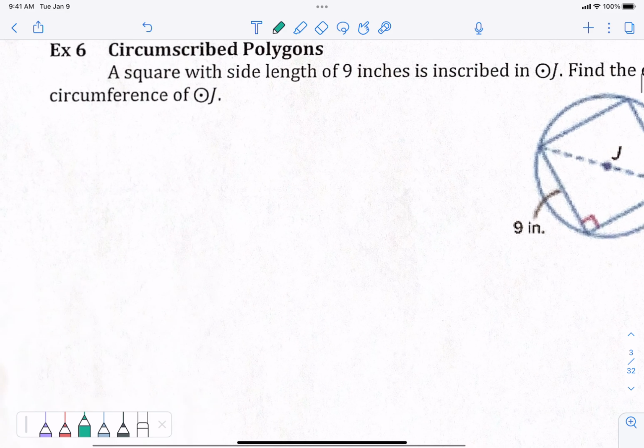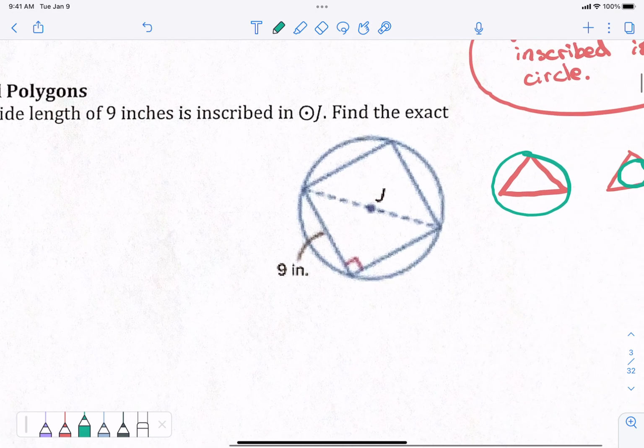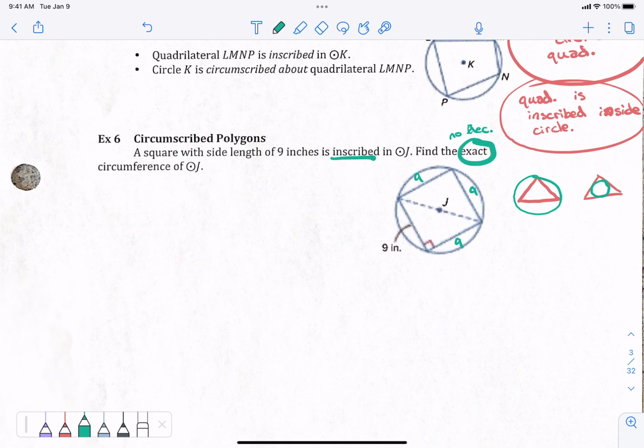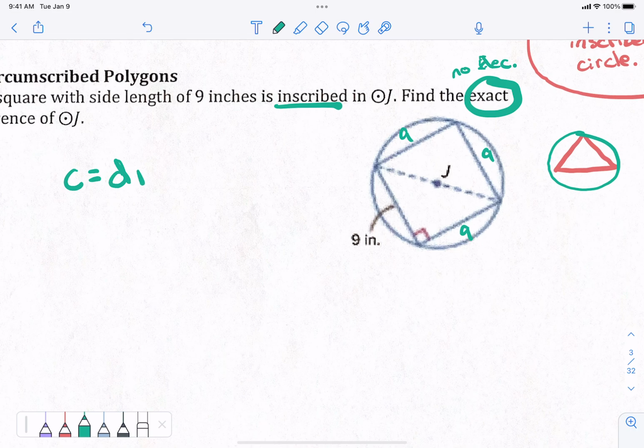So let's go to this example here. A square, so they are telling me that this is a square inside of there, has a length of 9 inches and it is inscribed, or inside, of circle J. So that is a square, so each side of these is 9. And they say find the exact, circle the word exact. That means no decimals. Okay, for the circumference. Circumference is equal to diameter times pi, but the problem is we don't know the diameter. The diameter is this guy right here.